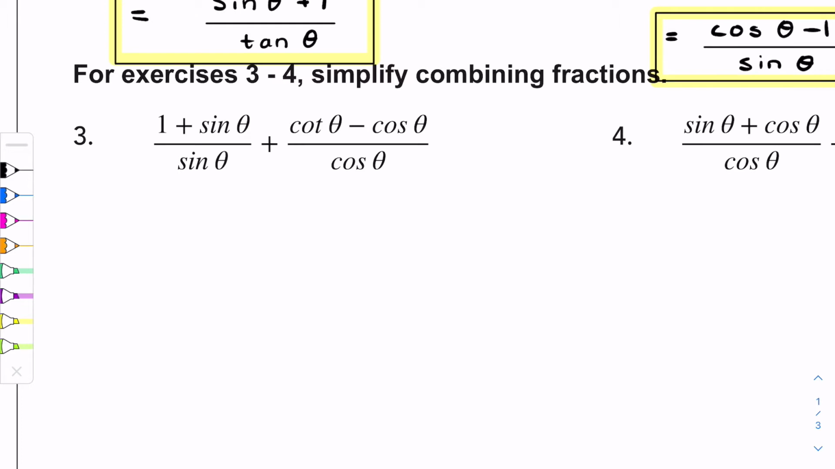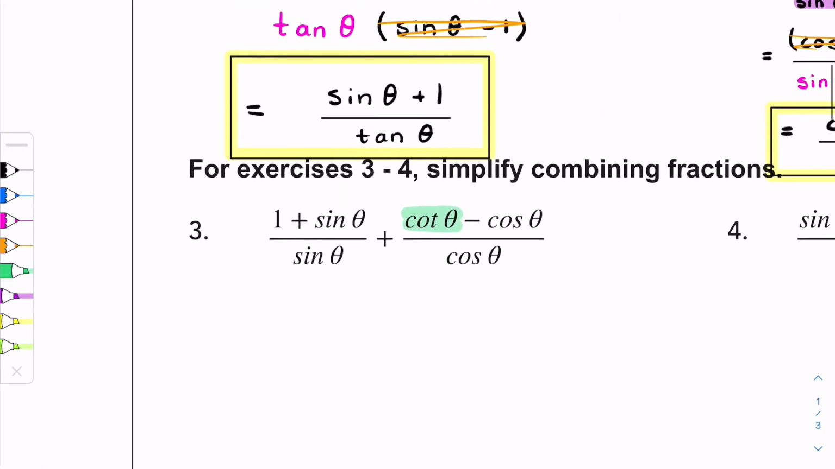For numbers 3 and 4, we need to simplify by combining fractions. When you're combining fractions, you need to create a common denominator and then add your numerators together. Before we start number 3, I want to bring back some prior knowledge. It's something we haven't talked about in a few classes.